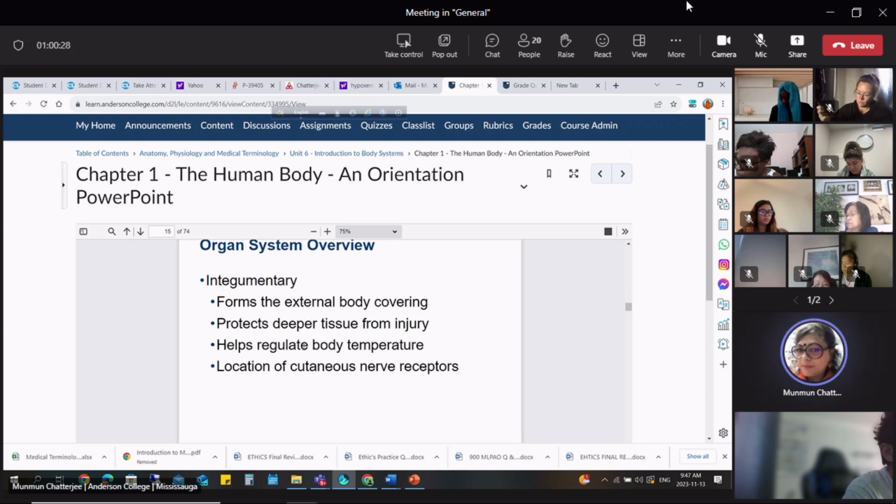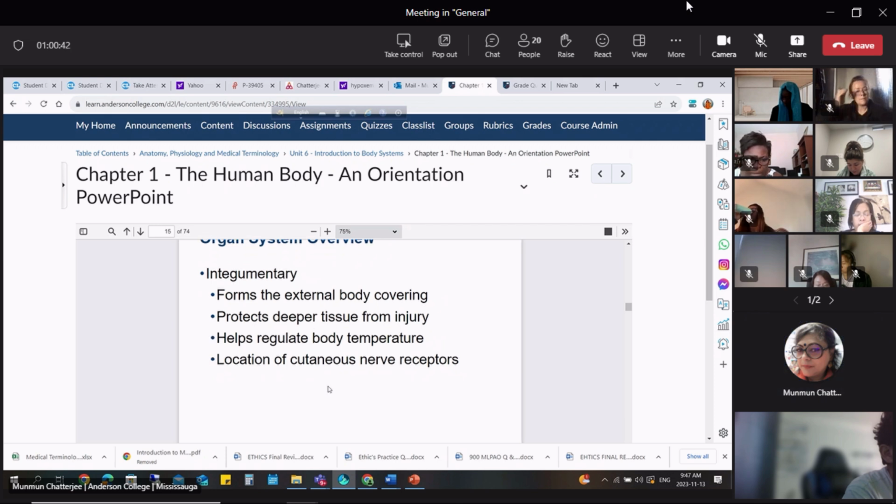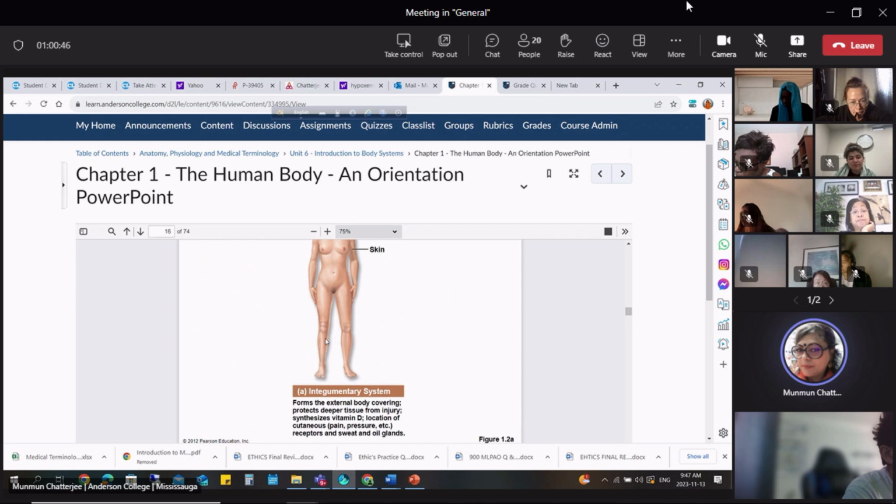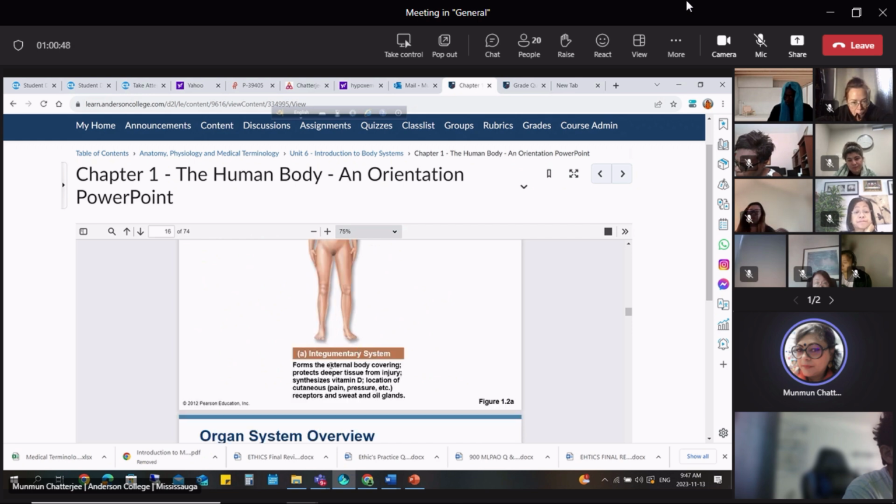Or they can give you one option, external body covering, deeper tissue injury. They can give you the different organ systems, like the integumentary system, cardiac system, whichever is going to be the best fit for you. Integumentary system. So this is the skin. That is the integumentary system.